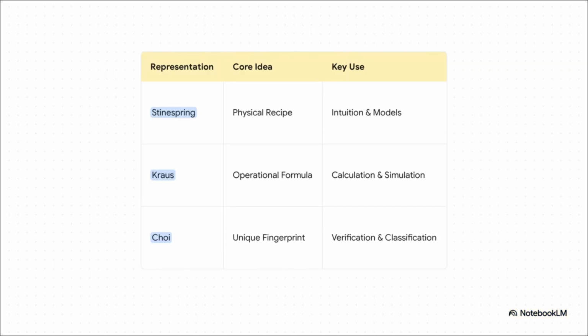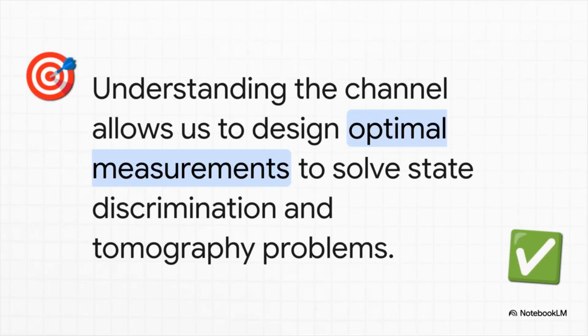And this brings us right back to where we started. By having these perfect blueprints for any process, including all the noisy, messy ones, we can understand exactly how quantum information is getting transformed. And once we understand that, we can mathematically design the perfect optimal measurement to pull out the information we need. And just like that, we solve both the state discrimination and the tomography problems.